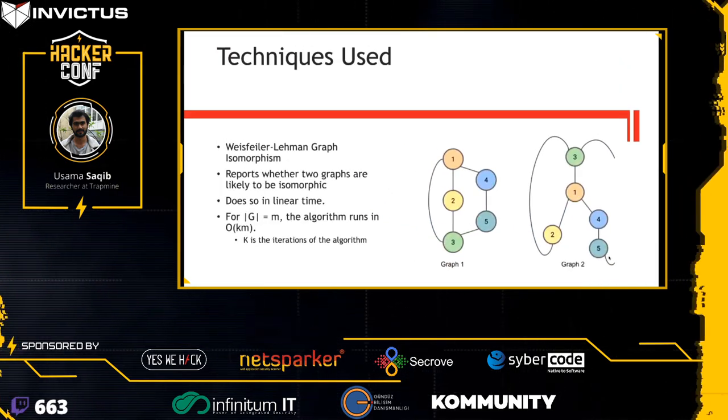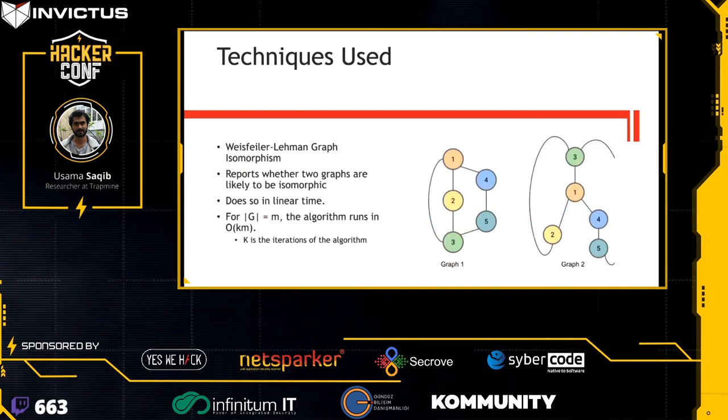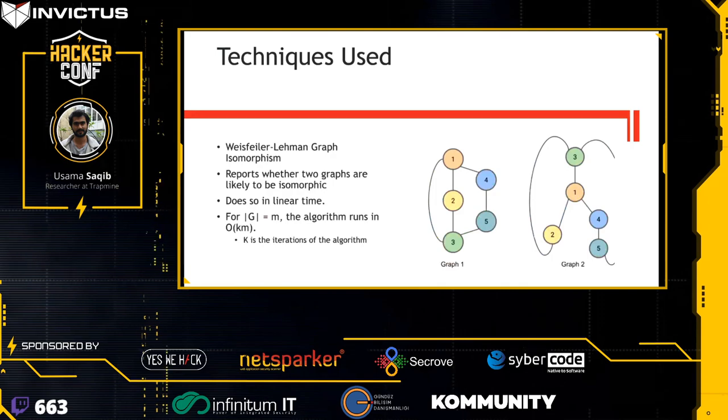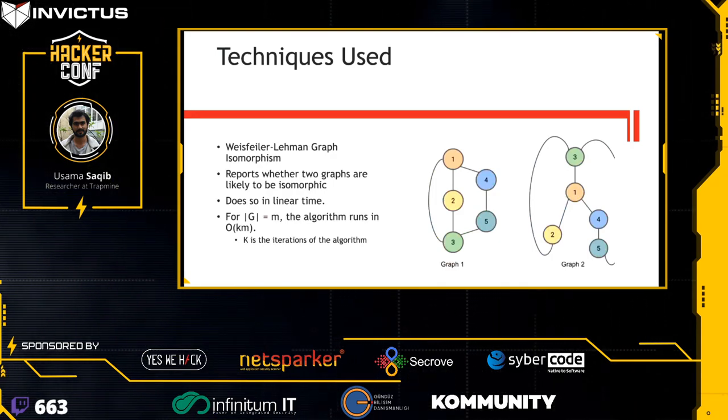The second technique that we will be using is something called the Weisfeiler-Lehman graph isomorphism. The name is pretty annoying to pronounce. Two graphs are said to be isomorphic if they have the same set of vertices that relate with each other in the same way.